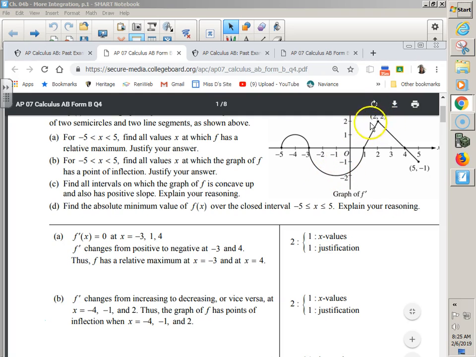F double prime, wait, what is f double prime at a sharp point? What's the slope at a sharp point? Sharp points and vertical tangent lines. What's going on with derivatives? They do not exist. Okay, whew, that was scary. So f double prime doesn't exist, shouldn't be included. F double prime 0 shouldn't be included.